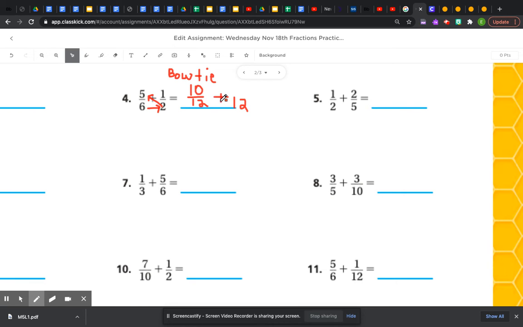Your plus sign stays the same. Next, you're going to take your left denominator and multiply it by your right denominator. So it's like this crisscross method, like a bow tie. And 6 times 1 is 6. And now that your denominators are both the same, you can go across and add. Okay, so your denominator stays the same. And then you have 10 plus 6 is 16.